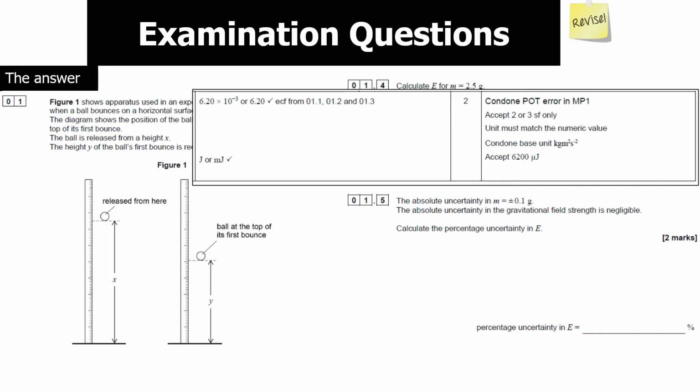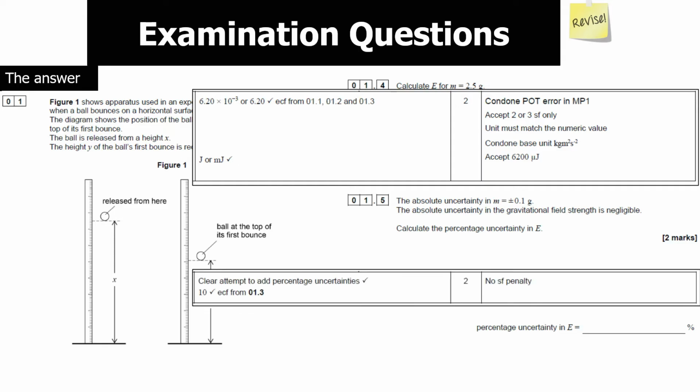Now how do you work out the percentage uncertainty in E? Well, E is equal to m g h d. So therefore, we've got m and we've got h d. Now g, it says, is negligible, so we're fine, but because we're multiplying those two values together, we'll be adding their percentage uncertainties. So we've got to work out the percentage uncertainty of m by doing the absolute over the total times by 100. We then work out the percentage uncertainty in h d by doing the absolute uncertainty, which we had in the previous question, divided by the value times by 100. We then add the two together, and we get 10%.